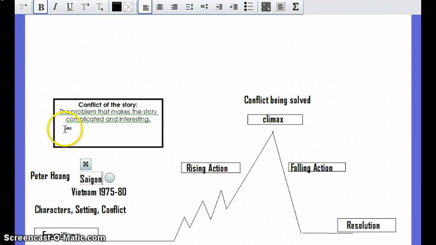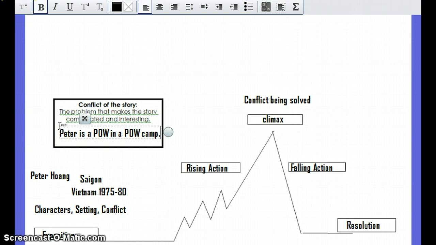Now, the conflict of the story that we learn is that Peter Wong has been taken as a prisoner of war. So we'll just say Peter is a POW, which stands for prisoner of war, in a POW camp. And it's a problem because we don't know if he's going to survive. We also don't know if he's going to get out. So this is what's going to drive the events that take place. So let's move on to the rising action.